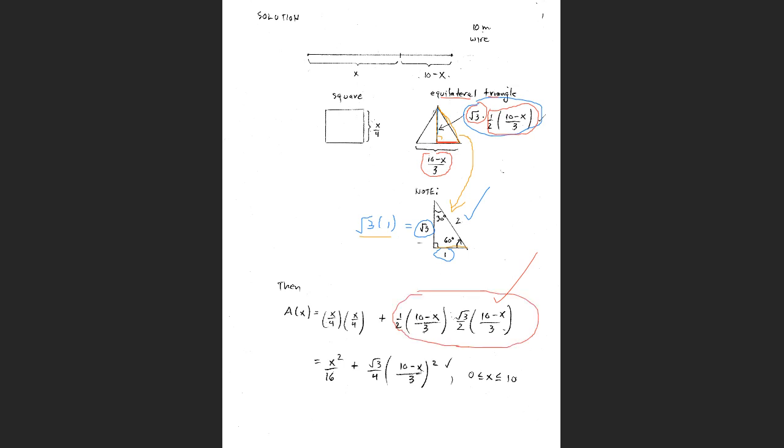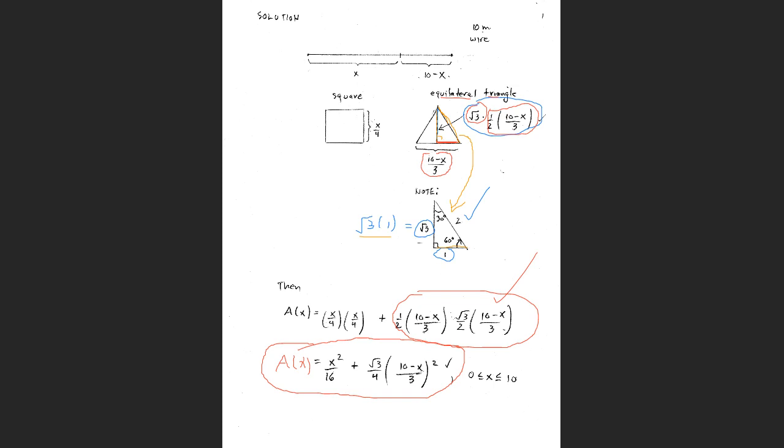Are there any questions on that? You have to let me know. Well, Zoe, you're right. So now I write A of x, and it equals x squared over 16 plus √3 over 4 times the quantity 10 minus x over 3, squared.